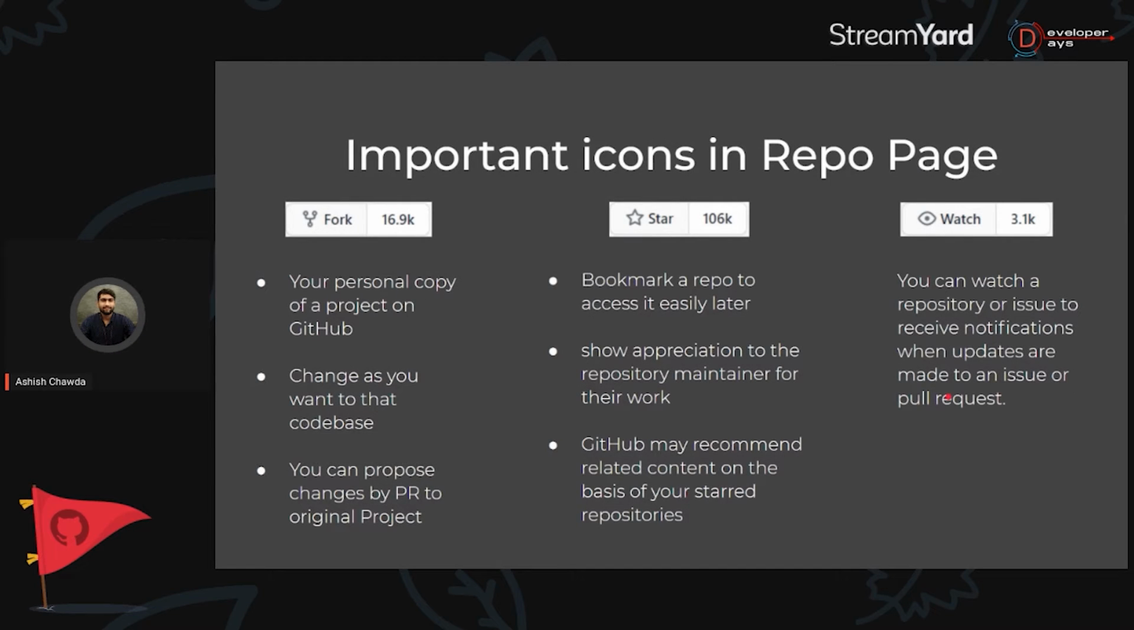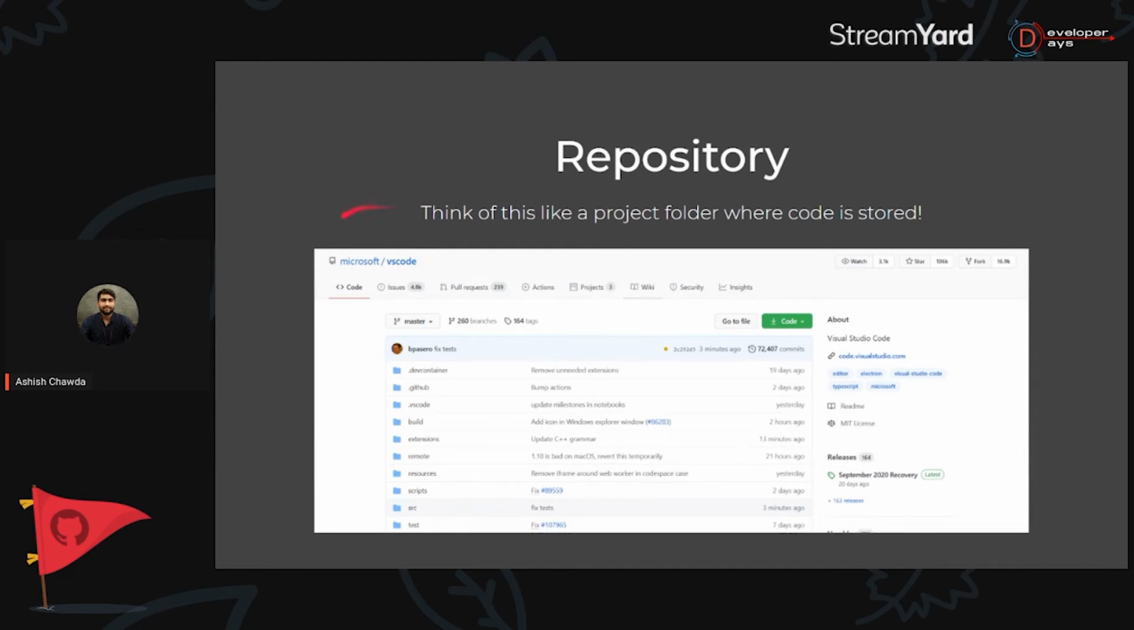So there are a few icons on this page. One is the fork icon, another is the star, and watch. Let's discuss a little about these. Whenever we see a repository, for example, this Microsoft's VS Code repository, just consider I want to contribute to it. For example, I want to build a new UI or a new layout for VS Code.